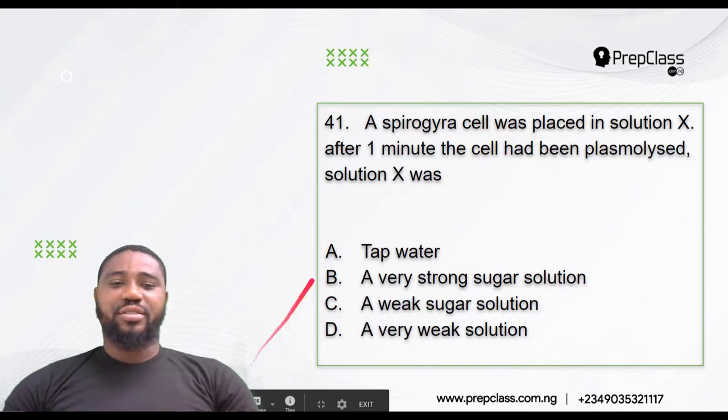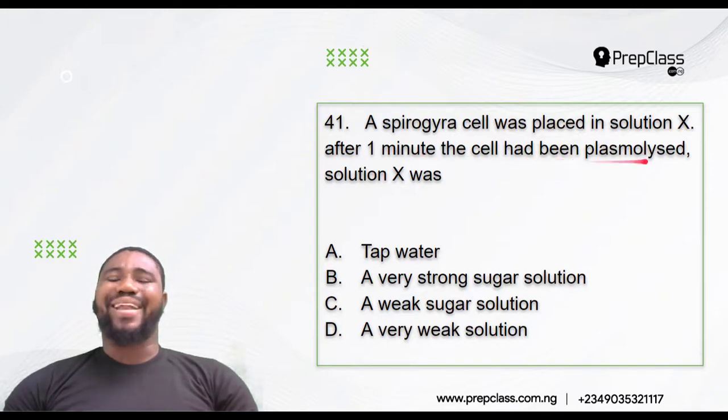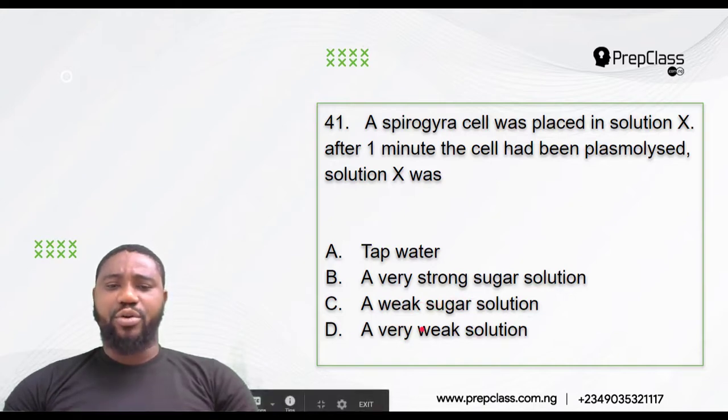So 41 says, a spirogyra cell was placed in solution X. After 1 minute, the cell had been plasmolyzed. Solution X was, is it tap water? Is it a very strong sugar solution? Is it a very weak sugar solution? Is it a very weak solution?